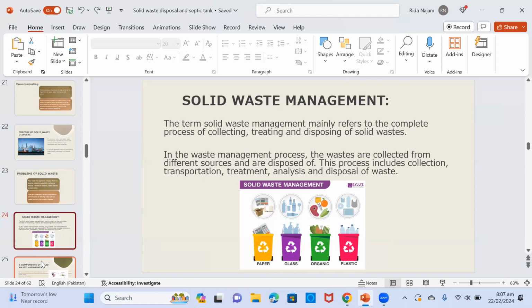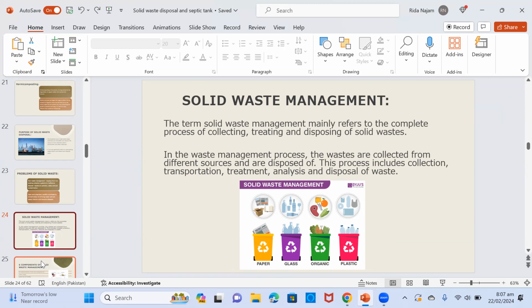Solid waste management. This term mainly refers to the complete process of collecting, treating, and disposing of solid waste. In the waste management process, the wastes are collected from different sources and are disposed of. This includes collection, transportation, treatment, analysis, and disposal of the waste.